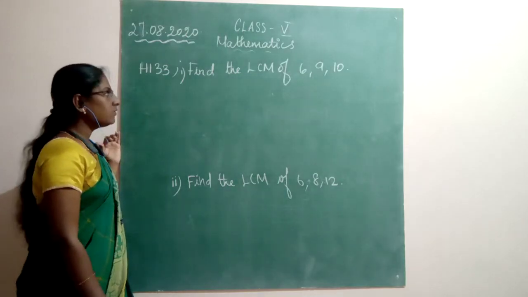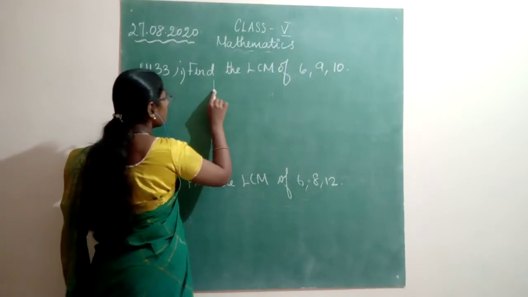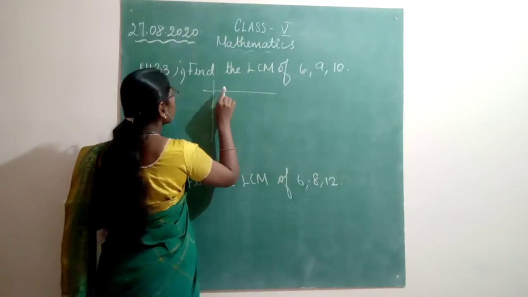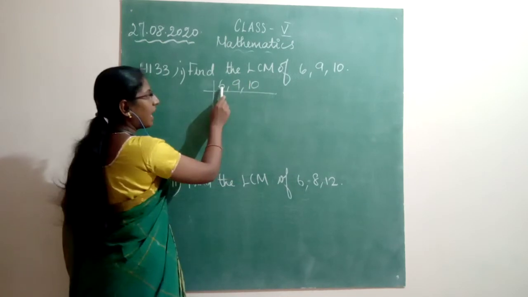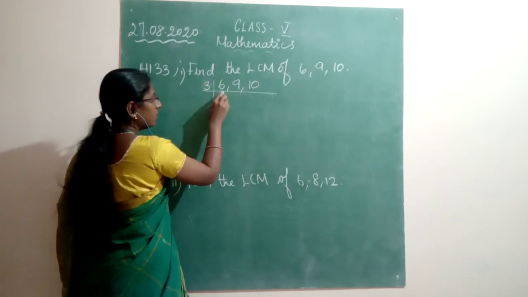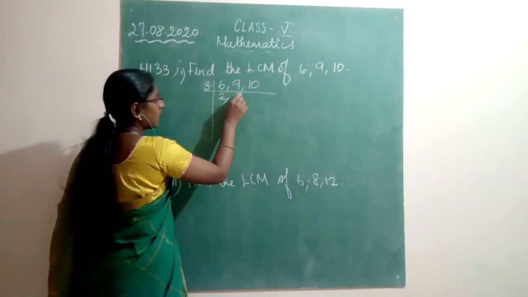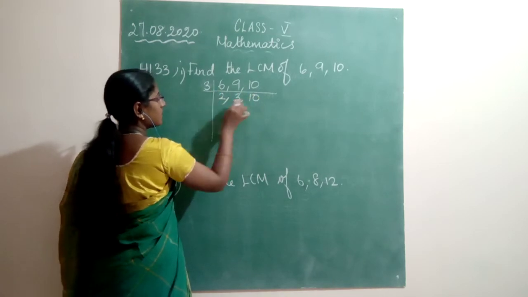Look at the next question. We have to find the LCM of 6, 9 and 10. So you all know how to find LCM now. 6, 9, 10. You can have 6 and 9 in 3 table, right? So take 3 table. 3 2s are 6 and 3 3s are 9. But 10 will not come in 3 table. So write 10 as it is.